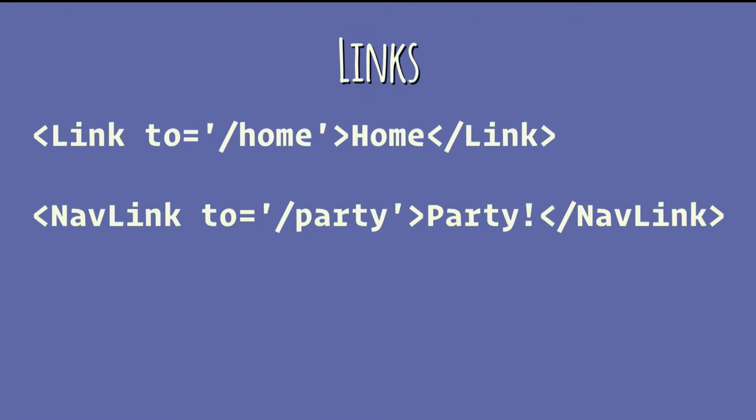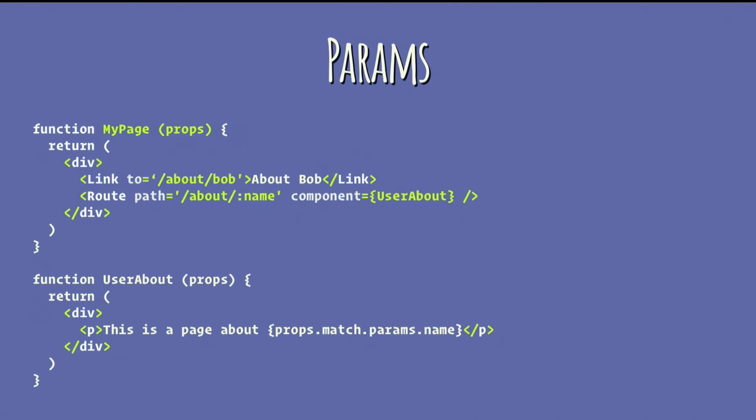So another thing that makes things a little more interesting is when you have a param in your route. So let's look at this one. Route path equals /about/:name. So this lets us basically put a variable in the middle of our path. So that means /about/anything. And whatever you put there will be assigned to the param name.